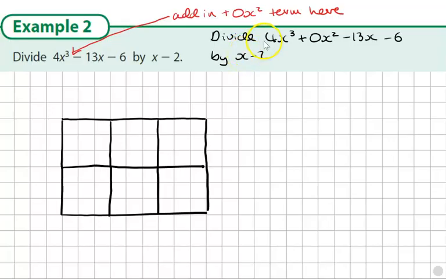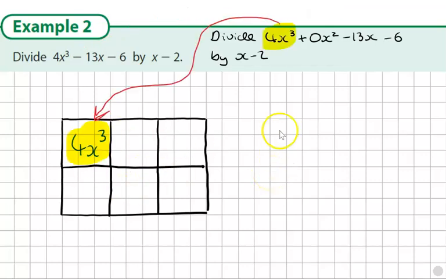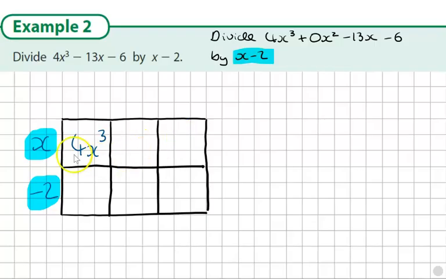Whenever you're dividing cubed by x to the power 1, you're going to have 6 boxes. So you'll have 3 columns and 2 rows. We start off by putting the first term of the dividend into the first box. And then we draw in x and minus 2 to the left-hand side of our boxes. So that's our divisor or factor.